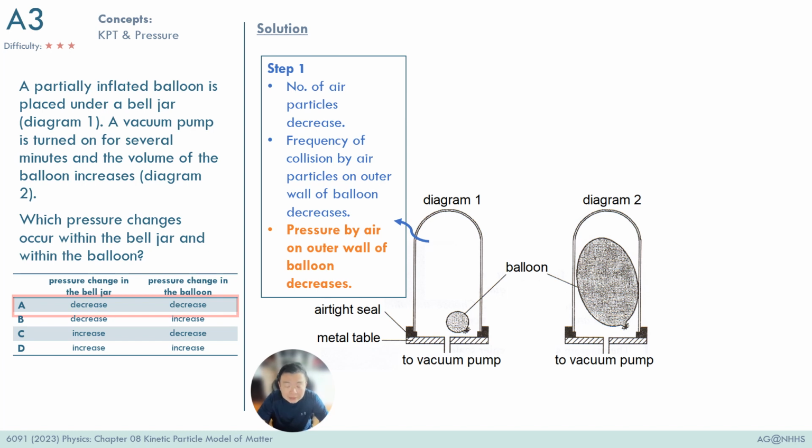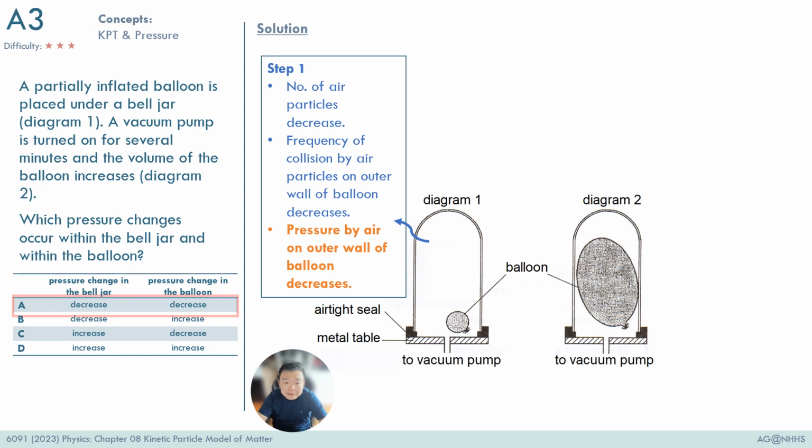Number one, when we pump air out of the jar, the number of air particles in the jar will decrease naturally. And when the number of air particles decreases, the chances and the frequency of collision by these air particles on the outer wall of the balloon will decrease. When you have fewer particles, the frequency of collision will decrease. And we're talking about the collision of the particles on the balloon by the air in the jar.